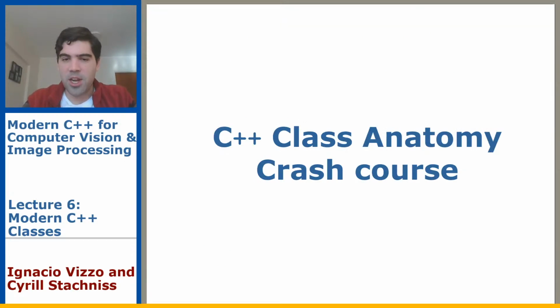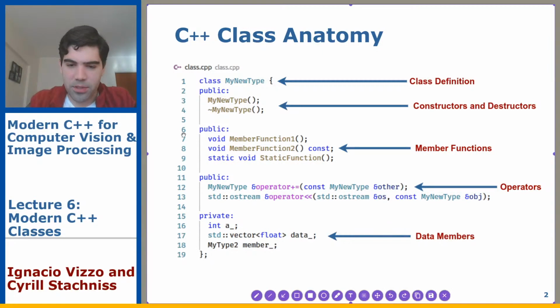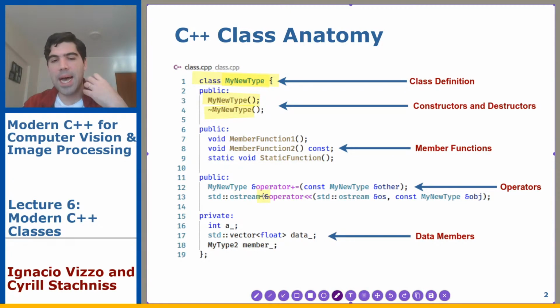So let's see a crash course on anatomy. Let's highlight some stuff. This is where you define the new type with the keyword class, or struct, which is the same. The special functions that have the same name as the class are called constructors and destructors. This is how you create members of this class or how you destroy them. There are also member functions, which are all the functions defined within the class. And you can also define operators. When you define your own operators, you give a high-level usage to this class. We will see some examples later on.